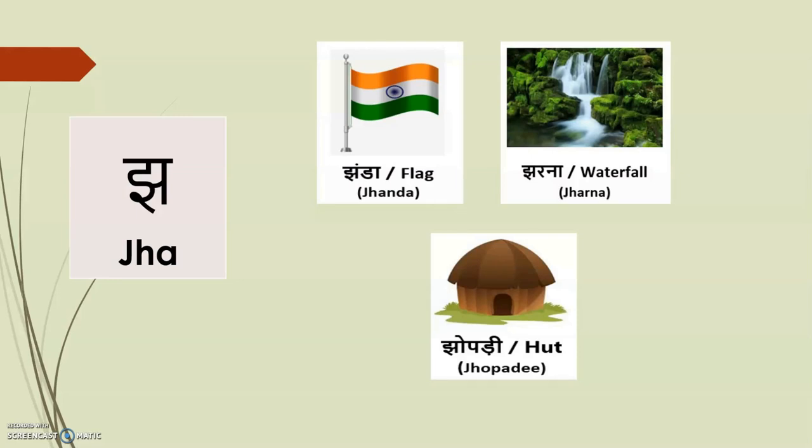So, in the first picture, we can see a flag, which is called Jhanda. In the second picture, we can see a waterfall, which is called Jharna. And in the third picture, we can see a hut, which is called Jhopadi. All these three objects begin with the letter Jh.